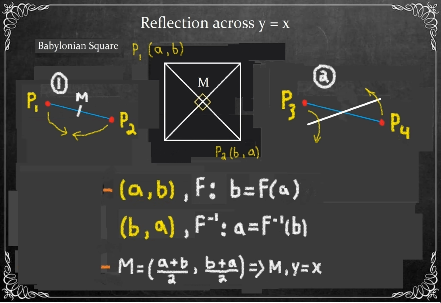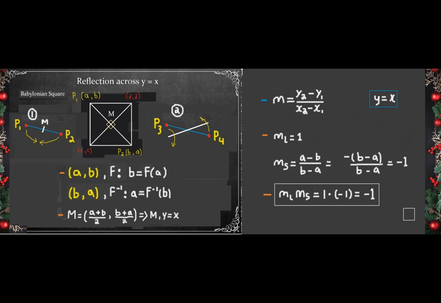Finally, prove the perpendicularity condition. First, case 1. If the line segment P1P2 is perpendicular to the line going through M, then if we fold them across the line, the points will match up. Whereas in the second case, we're assuming the lines are not perpendicular, so if we folded the points across the line, they will not match up. So, to finish off the proof, we want to show the line segment P1P2 is perpendicular to the line y equals x. So how to do that?